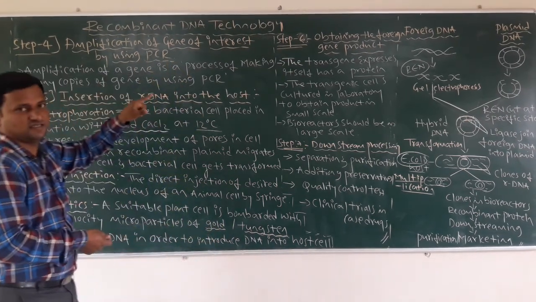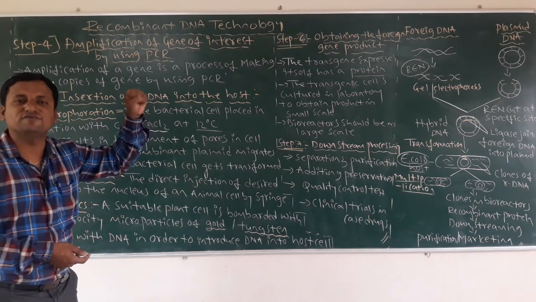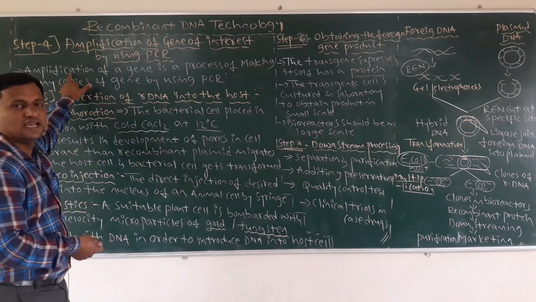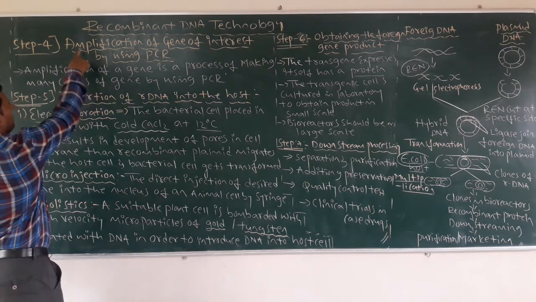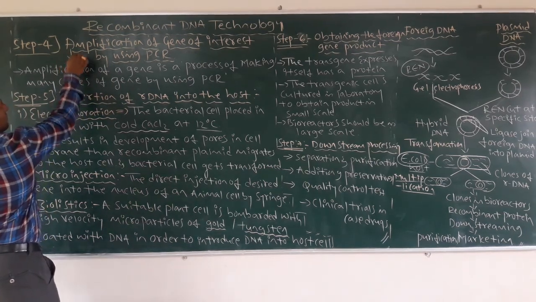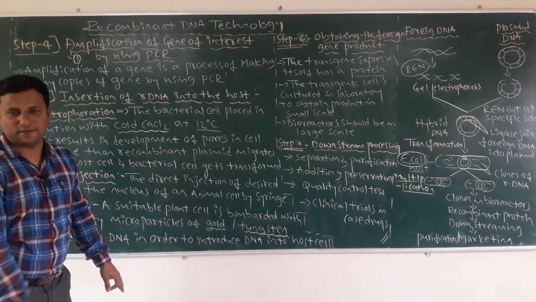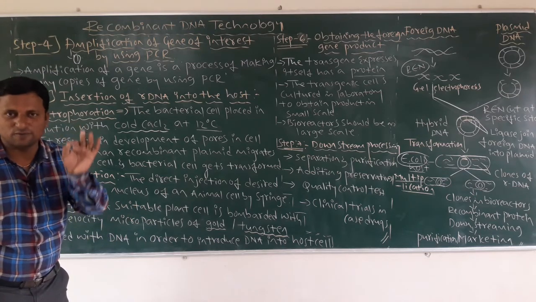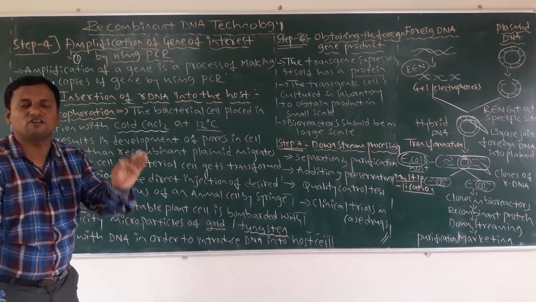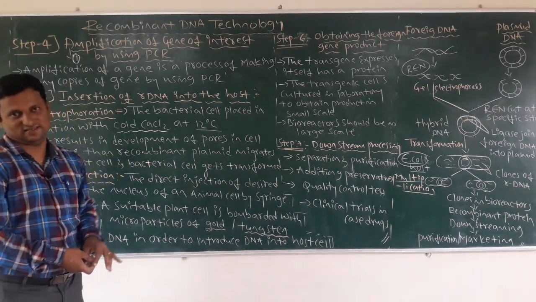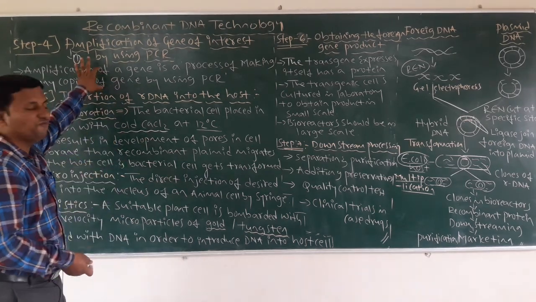That process, what is that? Making a number of genes, that process is called amplification. This amplification is only asked as a 1 mark question. What is amplification? Amplification is a process of making a number of copies of genes. Okay, so this is the 4th step.